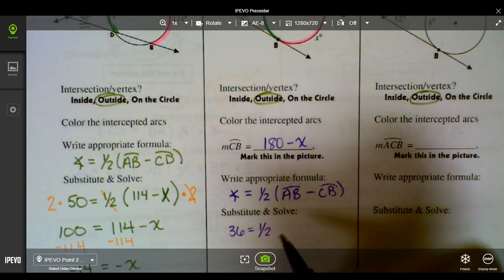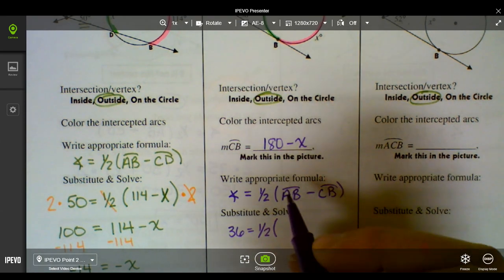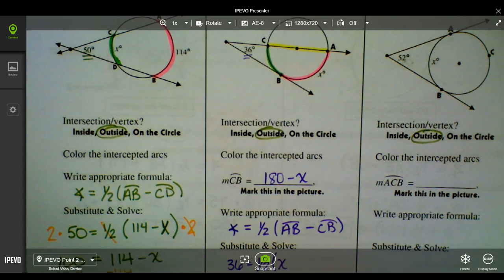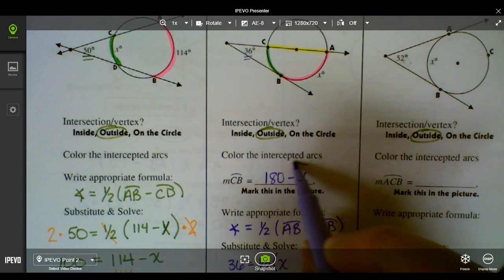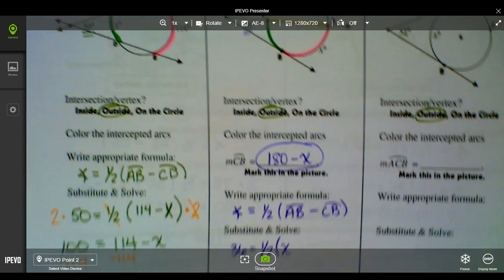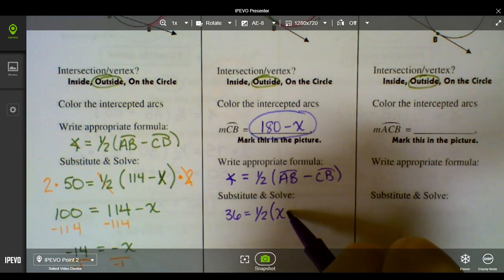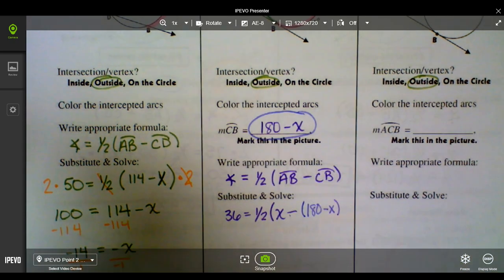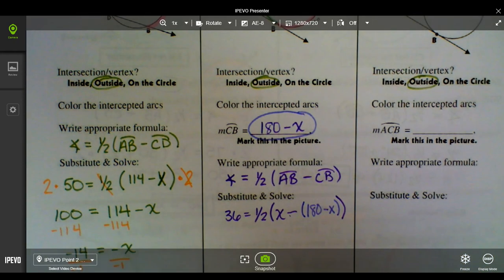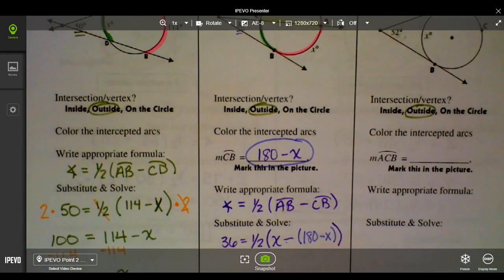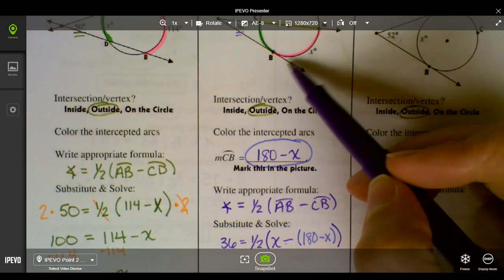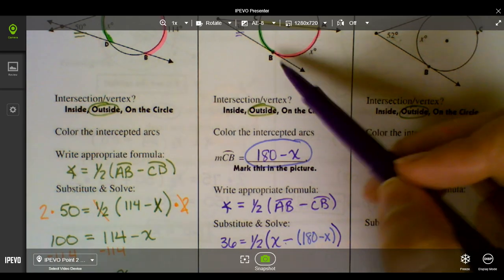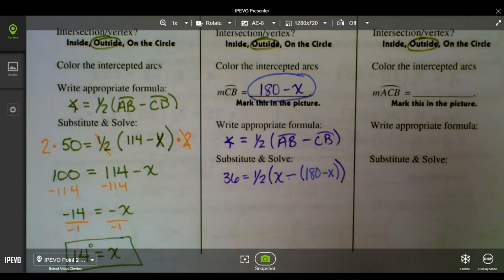We know the 1/2 is a constant. Now we know that arc AB is just going to be X. That pink one is just going to be X. And then we said that arc CB is this 180 minus X. So we are subtracting 180 minus X. All right. So this is where it gets a little bit complicated, but you see, we still subtracted the arc. So this arc is X, and this arc has to be 180, whatever this minus whatever this arc is. So it's not that bad.